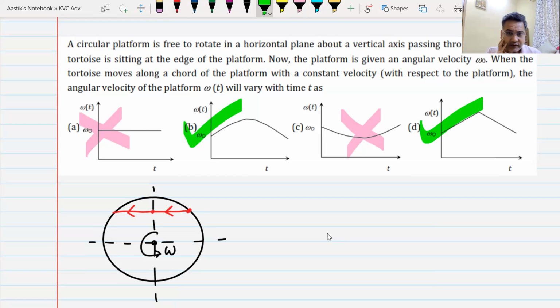Will the omega vary linearly? Is the moment of inertia going to change linearly? No, it will not change linearly. Yes or no? Yes, sir. R square. So it is not going to change linearly, and therefore the answer would be option number 2 and not option number 4.